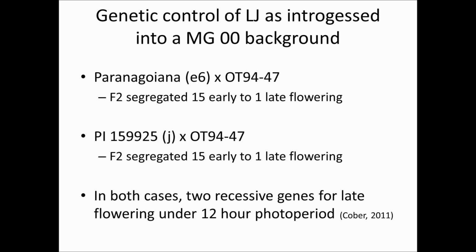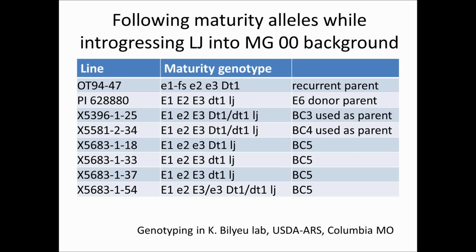As it was mentioned, I introgressed long juvenile into a 00 Harasoy isoline. I did it with two lines, Paranagoyana, the source of little e6. I actually developed back cross 5 lines, but in the first cross, the F2 segregated 15 early to 1 late. I also looked at the J source of long juvenile, and again in the first cross it segregated 15 early to 1 late. So in both cases I saw 2 recessive genes for late flowering when I looked at them under 12-hour photoperiods.